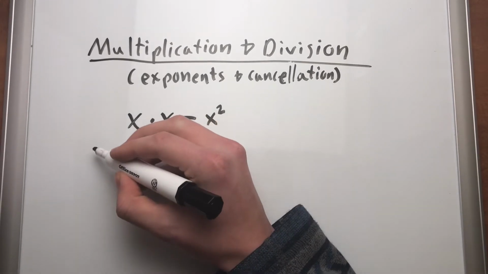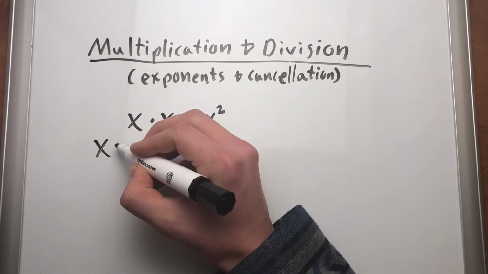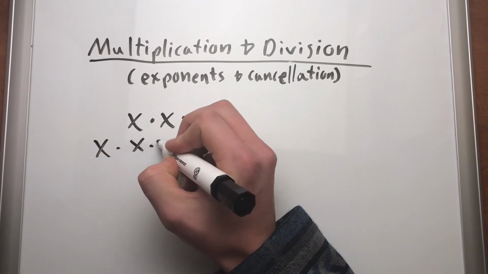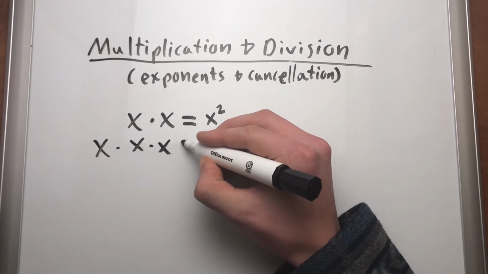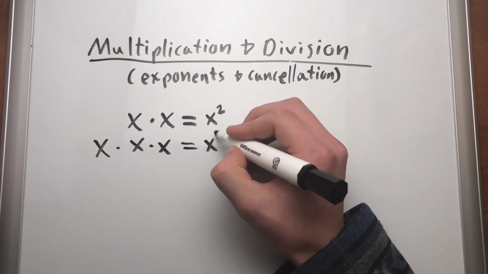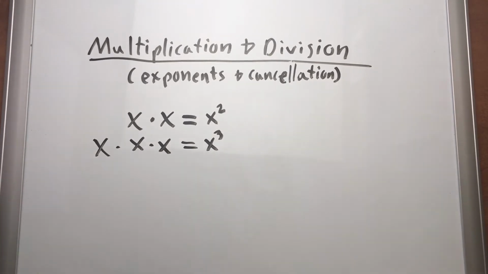Similarly, if you have three x's being multiplied by each other, that can be represented as x raised to the third power, or x cubed.